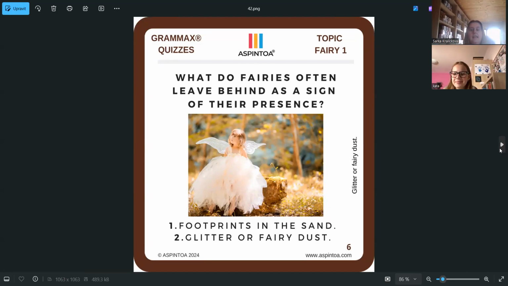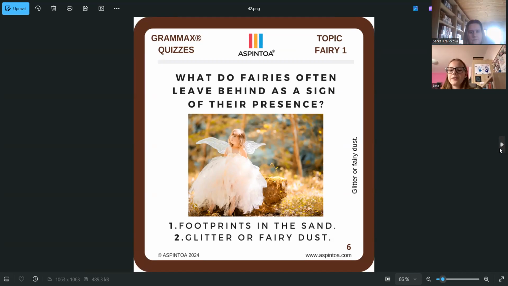What do fairies often leave behind as a sign of their presence? Footprints in the sand, or glitter or fairy dust? If they would visit your house, they would leave something behind, so you know that they were there. Maybe it would be the footprints in the sand or on the floor or carpet, or the glitter or fairy dust somewhere in your room. So what do you think?